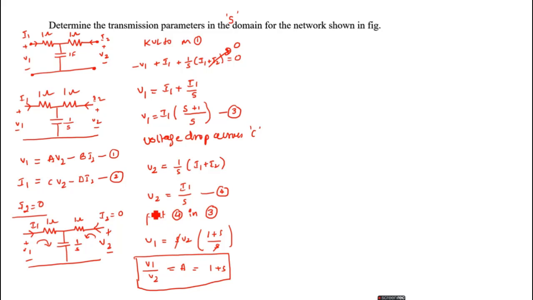Alright, so we have applied KVL to first mesh, from that we get nothing. Then we have applied voltage drop across this capacitor, then we will get the relationship between V2 and V1, then substitute this equation in the equation number 3, do simplify, we will get the ratio of V1 divided by V2, it is nothing but A, that is equals to 1 plus S.